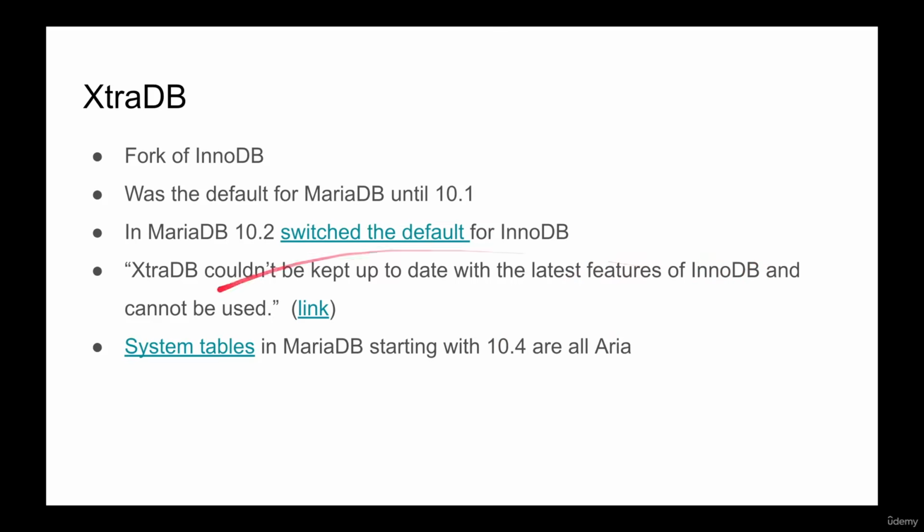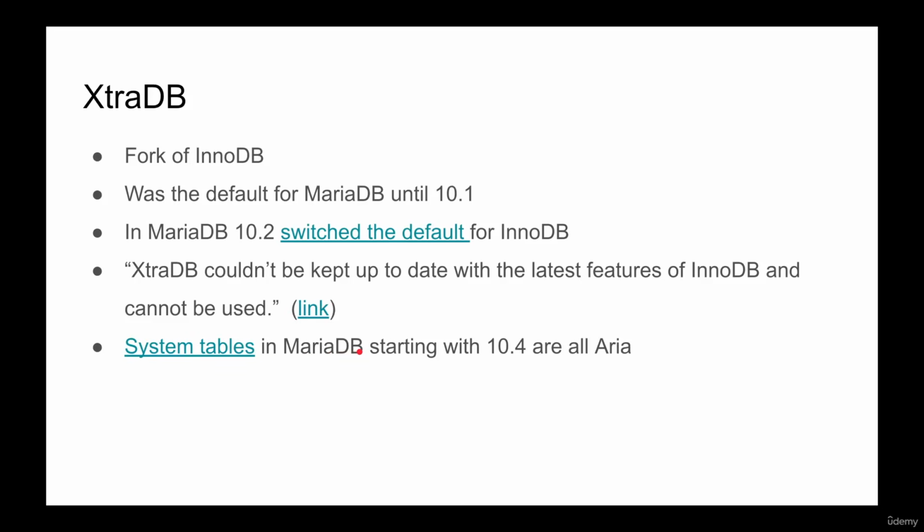And there's a link here. I'm not making this up, guys, I'm not pulling this out of my ass. This is an actual link from the MariaDB docs. It wasn't kept up to date, so that's why MariaDB 10.2 switched to InnoDB from XtraDB. For a long time the default was XtraDB, and they switched it to InnoDB. So now everything is InnoDB. Sometimes at this point you're going to bite the bullet and just run with it, guys.